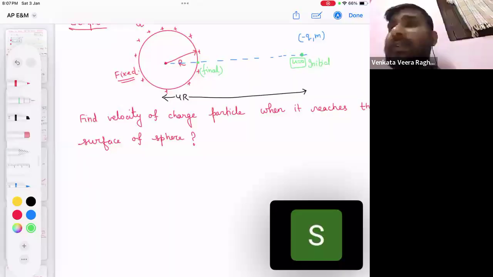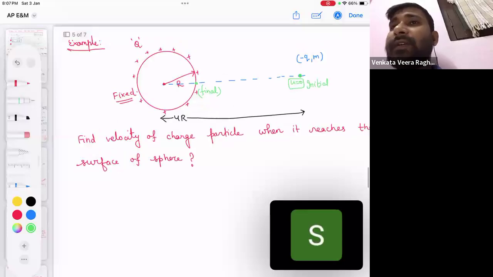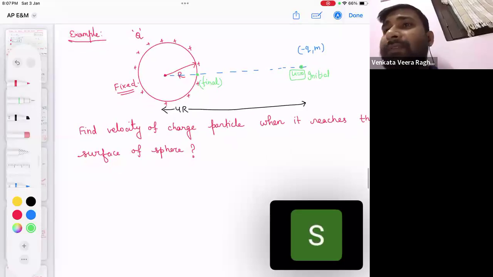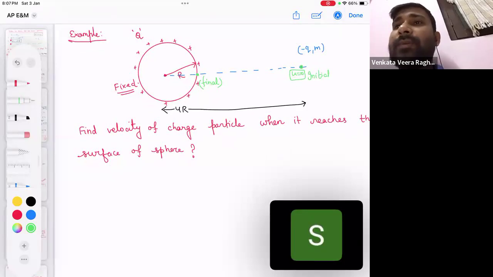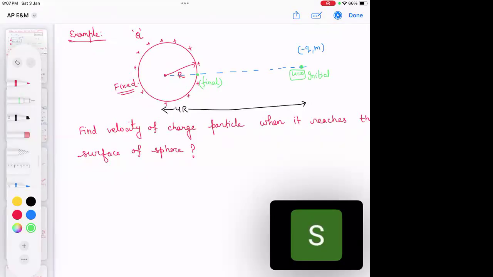Tell me what answer is coming to us when it reaches the surface of this charged sphere. What will be the velocity of the charged particle? This is what we have to find in this question. Just try for a minute and tell me what answer we are going to get. So is it root over 3q by 2rM?